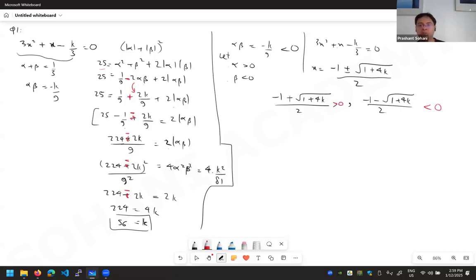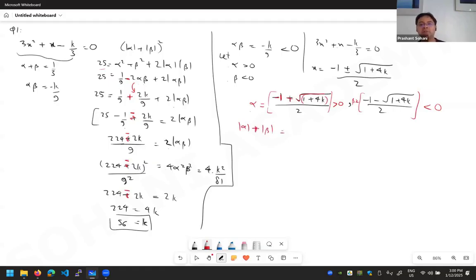And the first term is positive. Why? Because if you look at the numerator, this is minus 1, and then you're adding a quantity which is clearly greater than 1. So whatever is inside the bracket is more than 1, so its square root will also be more than 1. So this is the positive root, let us say this is alpha, and this is the negative root, which we are calling beta. Then if this is positive and this is negative, what is the absolute value of alpha plus the absolute value of beta?